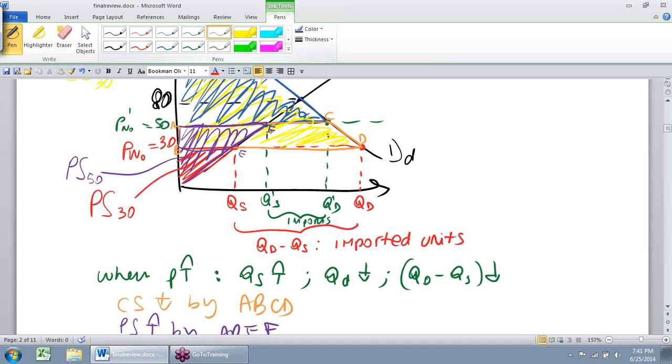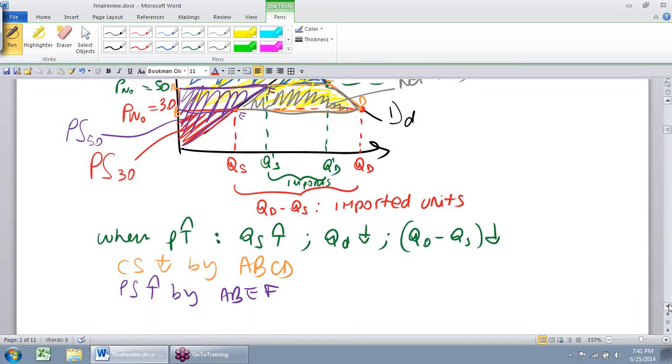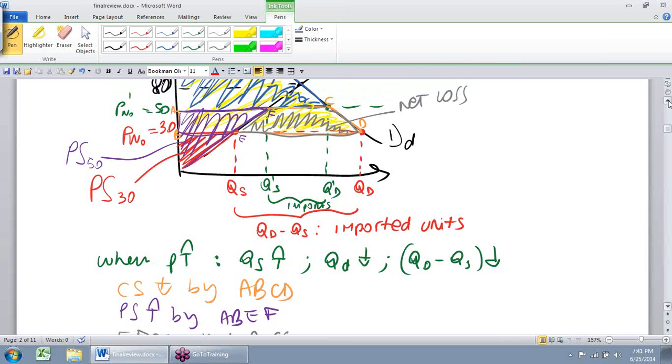So basically, there is a part of the loss in the consumer surplus that is not covered, and this is area EFCD. So this is our net loss. So area EFCD is the net loss. Any question on this?